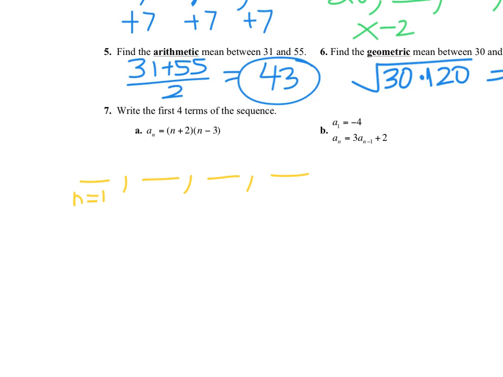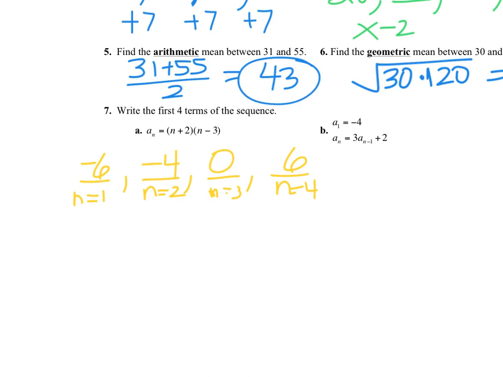You plug in n equals 1 and you can do it on your calculator if you need to. You get 3 times -2, -6. How do I get the next one? Am I going to use the one before it? No, it's explicitly defined. Then I plug in n equals 2. And I get, what is that? -4. If you want to use your calculator, that's fine. N equals 3. I get 0. And then n equals 4. You get 6. There we go. So you just plug in n equals 1, n equals 2, 3, and 4. Done.